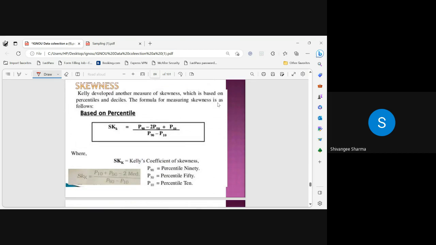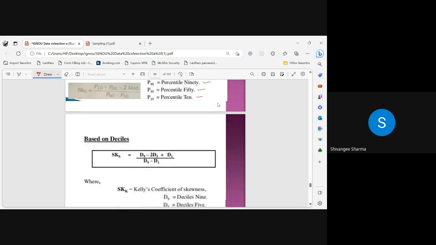Then next is Kelly's coefficient of skewness. This is based on percentiles. Percentiles divide the whole data, once arranged in ascending order, into 100 parts, so we get P1 to P99. Kelly's coefficient is P90 minus twice P50 plus P10 divided by P90 minus P10. So P90 is the 90th percentile, then the 50th percentile, and then the 10th percentile. Percentiles basically divide the data into 100 parts.